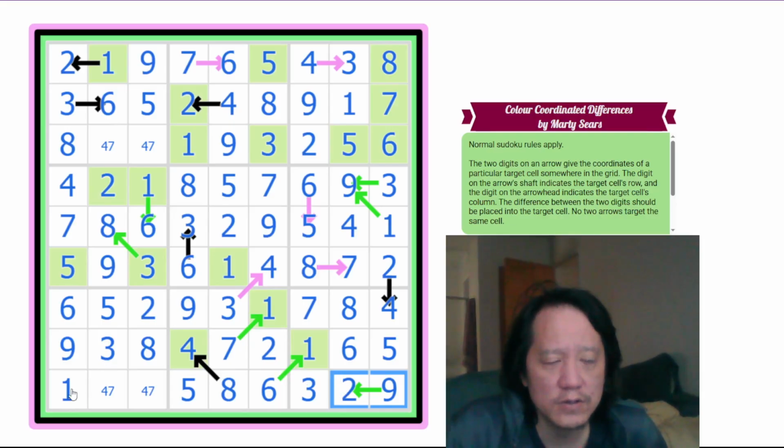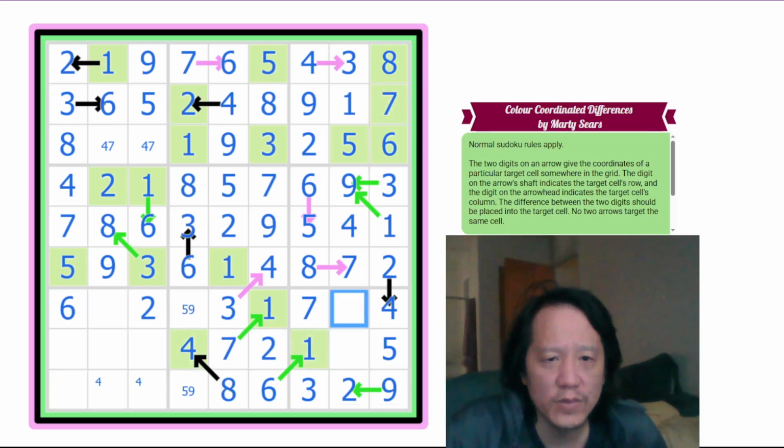9. Oh, it's 9 and 2. Wait, why couldn't it have been 7 and 2? Oh, I think I went to the wrong one there. Hold up. So that was a mistake.